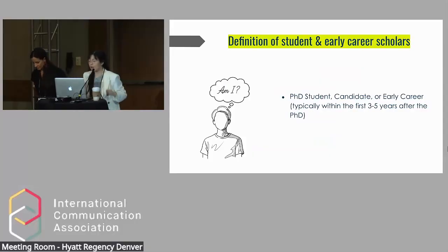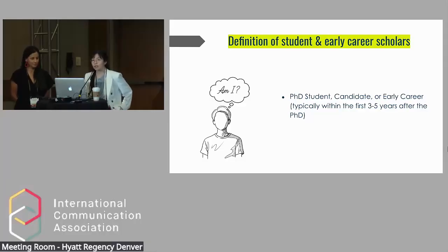So first, what is the definition of student and early career scholars? In the ICA handbook, we define student and early career scholars as PhD students, candidates, or early career. Basically, once you finish your PhD, within 3 to 5 years, you're always considered an early career scholar. Actually, if you haven't got your associate professorship, you are early career. And right now, I think it's getting longer and longer. Some people are stuck at postdoc forever, so you are in this category.